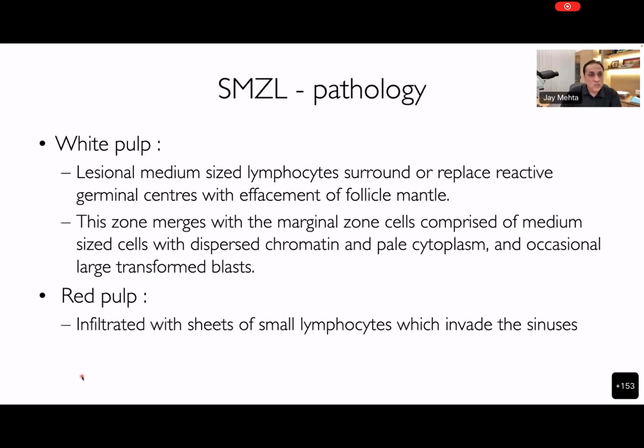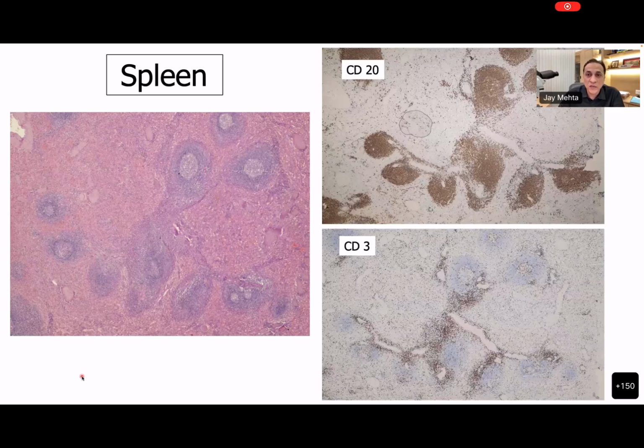Okay, so the white pulp shows medium-sized lymphocytes which surround or replace the reactive germinal centers with effacement of the follicle mantle. This zone will merge with the marginal zone, which consists of medium-sized lymphoid cells, again with dispersed chromatin and pale cytoplasm. So they'll all merge, and occasionally you can also see those immunoblasts or large transformed blasts. The red pulp shows infiltration with sheets of small lymphocytes which invade the sinuses. I'm going to show them in the pictures, it makes it simple to understand.